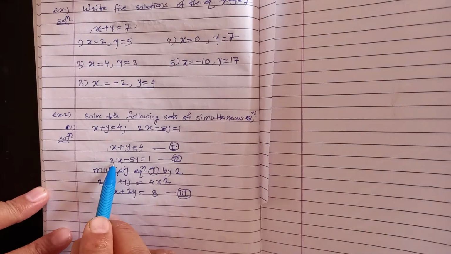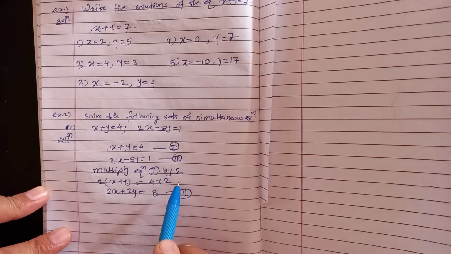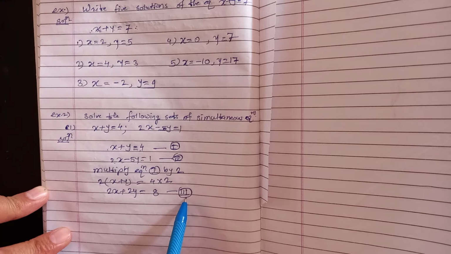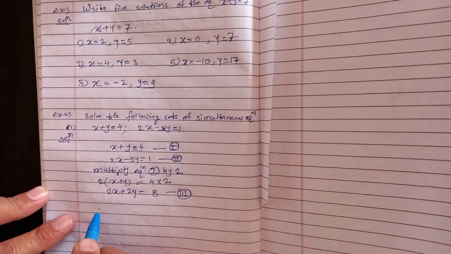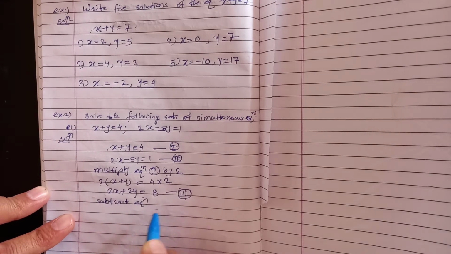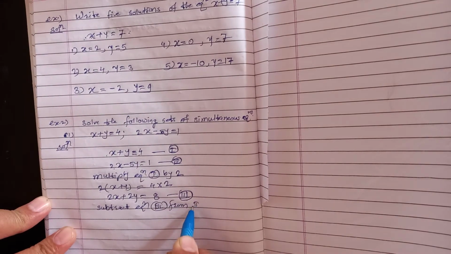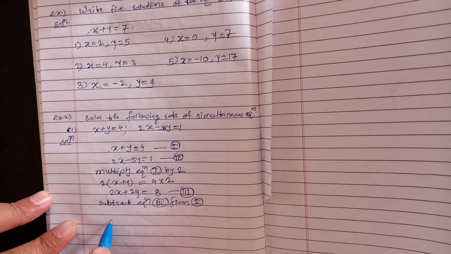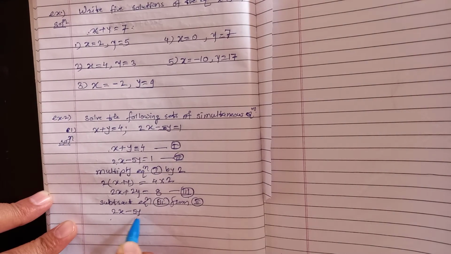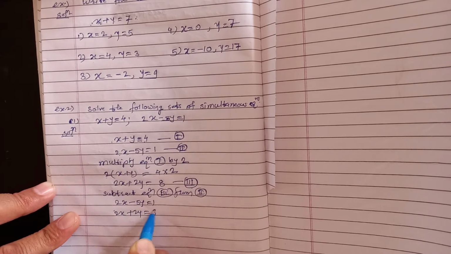So now see, the second and third coefficient of x is same. So if we add, it will be cancelled? 2x plus 2x, no. So here it should be minus. So what you have to do? Subtract either second from third or third from second. Suppose we subtract equation third from second. So third from second, as it is you have to write 2x minus 5y equal to 1, and this one 2x plus 2y equal to 8.